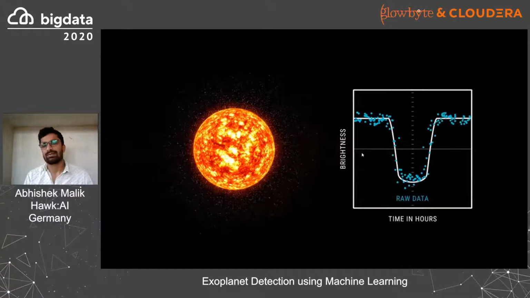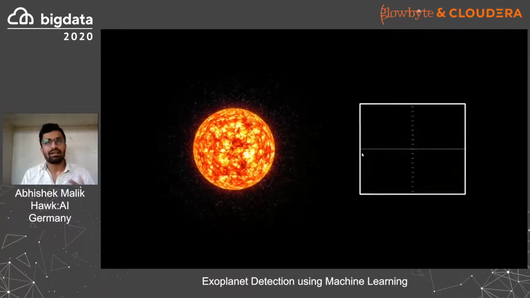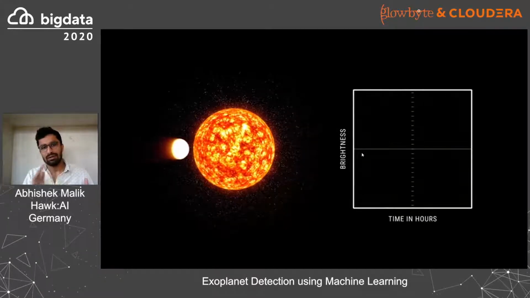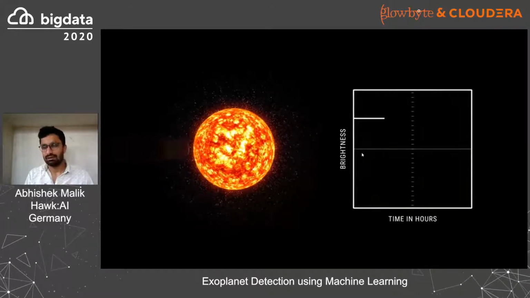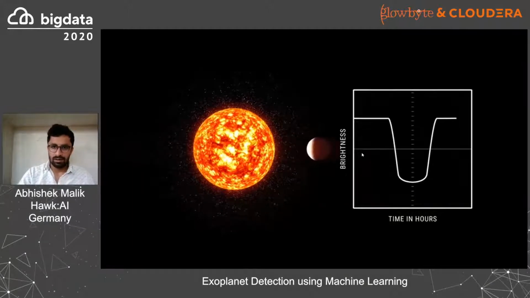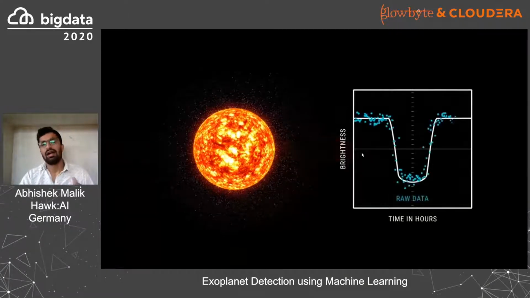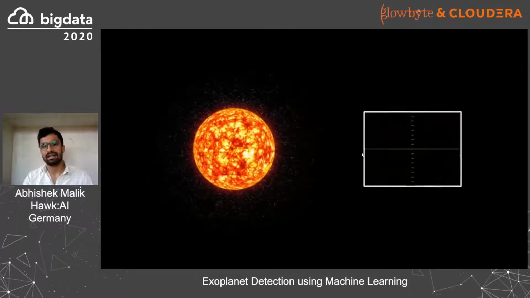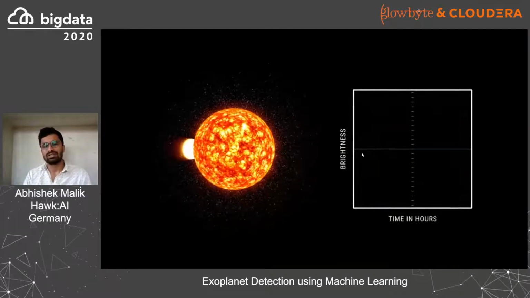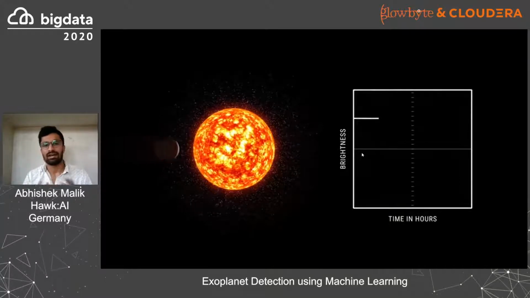Now, by looking at those dips, we find out how many planets are there in the star system, how big are the planets, and how frequently they revolve around the star, like what is the period of the planet. Now, looking at every single star by hand is a really tough job. So we need an automatic system which can look at those dips and tell us if there are planets present or not.